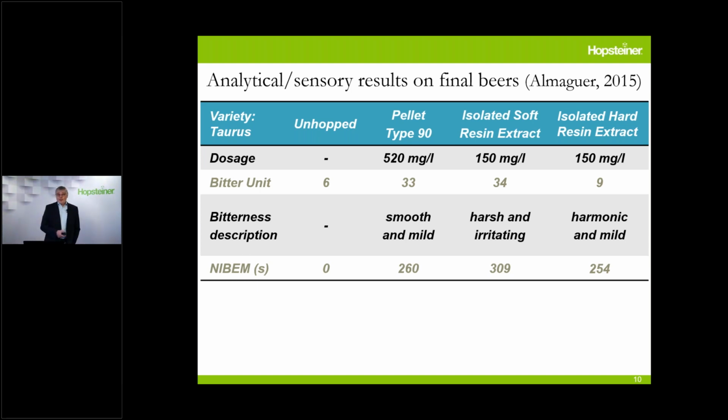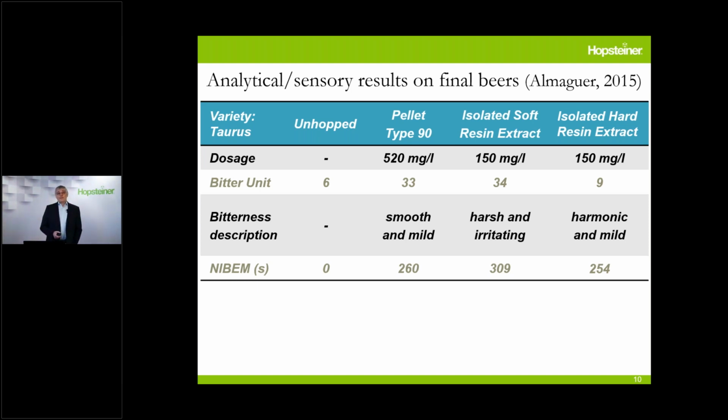So there was one unhopped beer as a comparison, and then one beer was produced with variety Taurus. Pellet type 90 dosage was 520 milligram per liter, and the isolated soft resin extract from this variety and the isolated hard resin extract of this variety was dosed with 150 milligram per liter. The bitter units in the unhopped beer are rather low, of course, and the pellet type 90 and the isolated soft resin extract resulted in more or less the same bitter units. The bitter units of the isolated hard resin extract were lower.